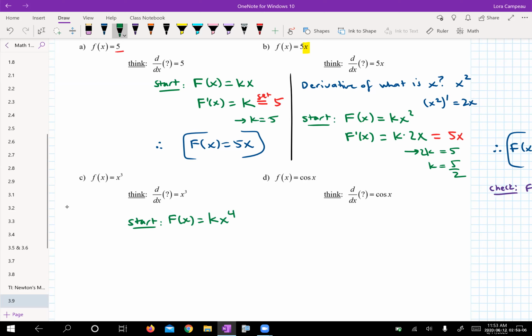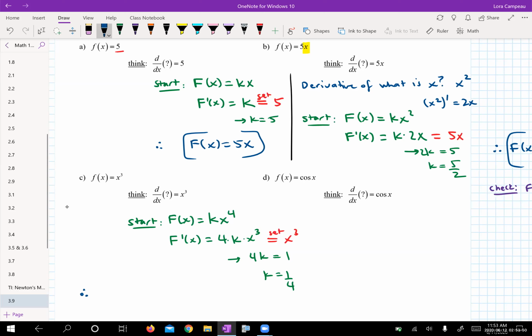Now you can check: if we take the derivative of capital F of x, this will leave us with 4 times k times x cubed. Now we're going to set it equal to what we want it to be, which is just x cubed according to our starting function. You can see how the x cubes divide out. So we end up getting 4k equals 1. And if you solve for k, you get k equals 1/4. That helps us out a little bit.